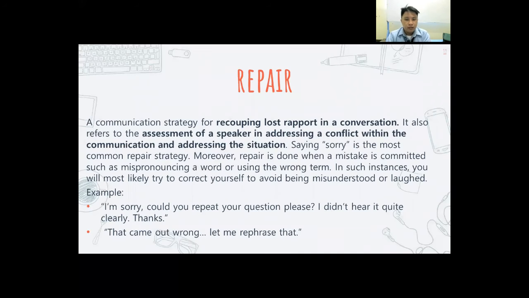Okay. So repair is, from the word itself, you are trying to fix something within your conversation. So if you have mispronounced a certain word, you try to repair it by apologizing. Like, "I'm sorry, I pronounced it incorrectly," then you will try to correct it. And that is repair. You're trying to repair.